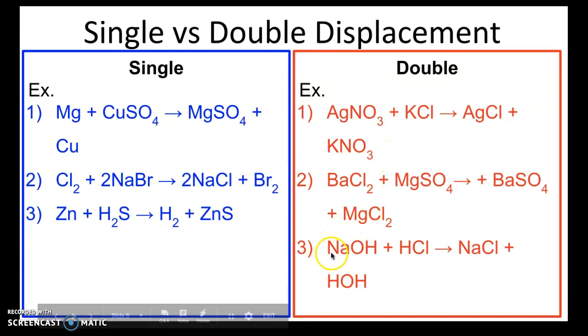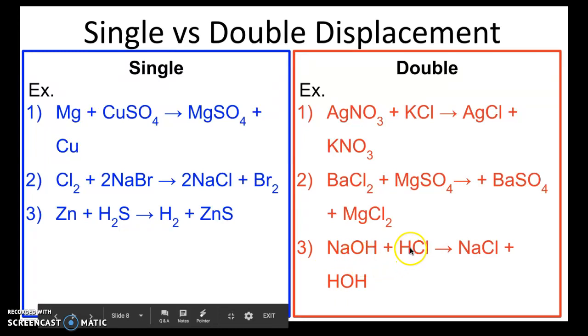Let's take a look at the third example here. And this one is with sodium hydroxide and hydrochloric acid. And this is actually an acid-base reaction. And the products here are going to be a salt and a water. So for this type of reaction, I wrote water this way as HOH because it's easier to see that this is also an exchange reaction.